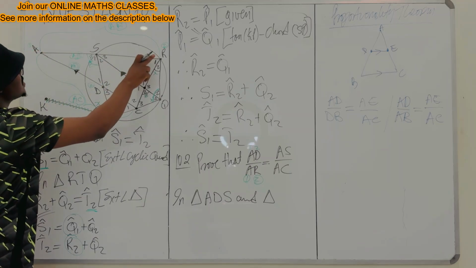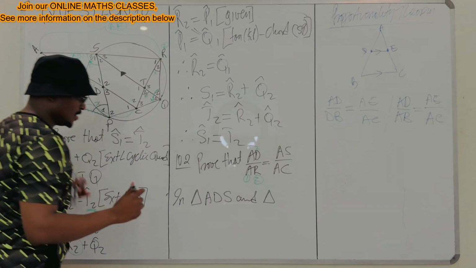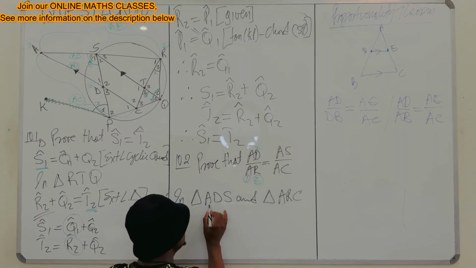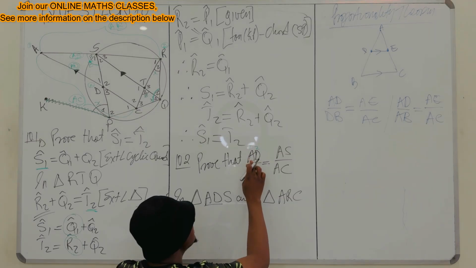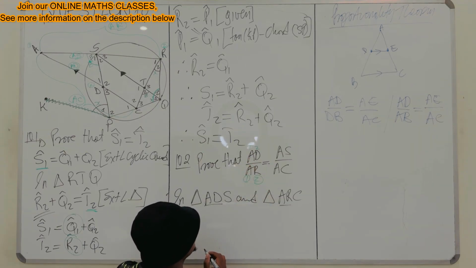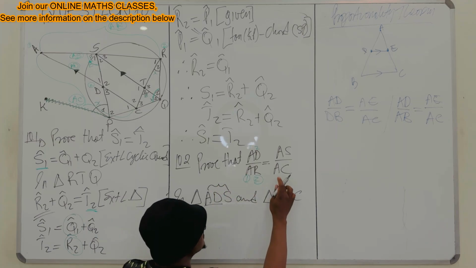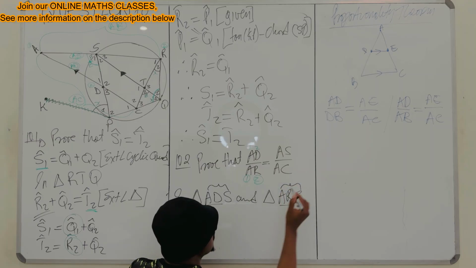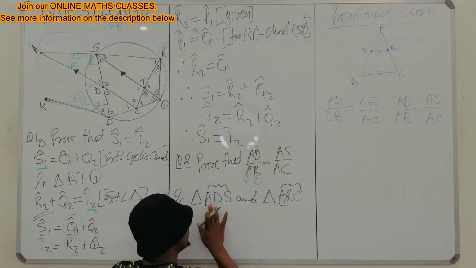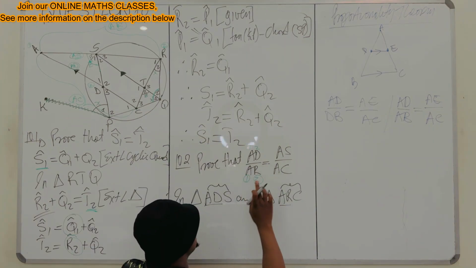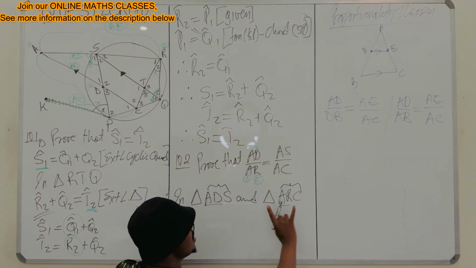It's represented by AR there. So this will be triangle ADS and triangle ARC. You can see your AD and AR, they are both sitting in the same position. Look at AS. Your AS is this, and it goes together with AC. So your AD, which is the first letters, over your AR, the second letters, is equal to your AS over your AC.